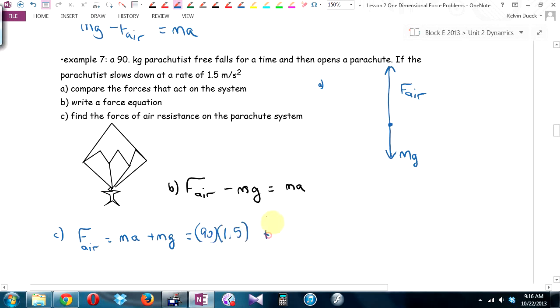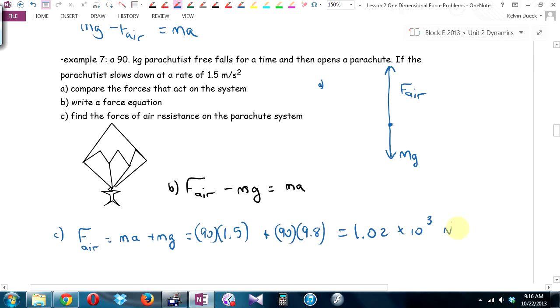Plus, do I know m? 90. Do I know g? Again, don't put a negative in here. We took care of the negative by going winner minus loser. Just 9.8. What's the force of air resistance? Let's go to 3 sig figs, 1.02 times 10 to the third newtons.